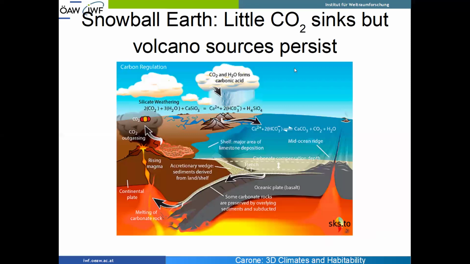And this is happening because in this snowball Earth scenario, in principle, everything is covered with ice, so you have no surface weathering. So the sink terms basically vanish. However, the volcanism, the geological activity persists. It takes, however, time. It takes about a few 10 million years to actually get out of this and accumulate enough CO2 into the atmosphere to allow to melt this snowball Earth scenario.